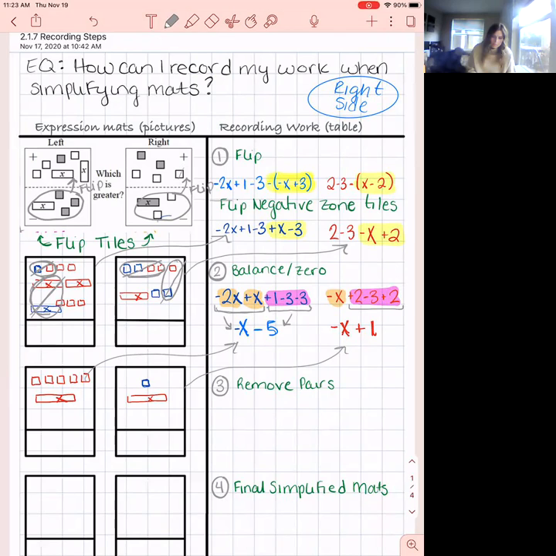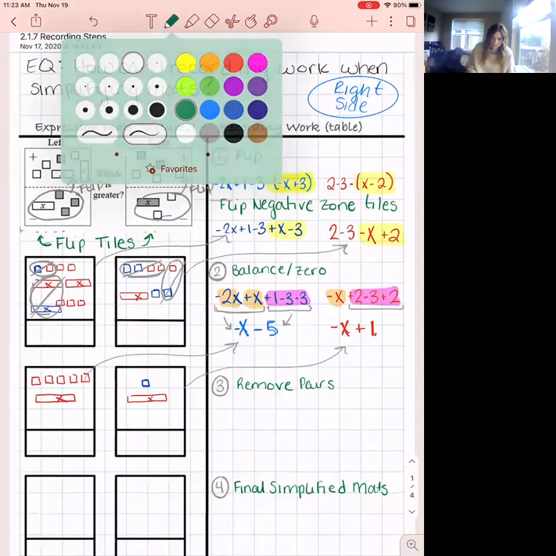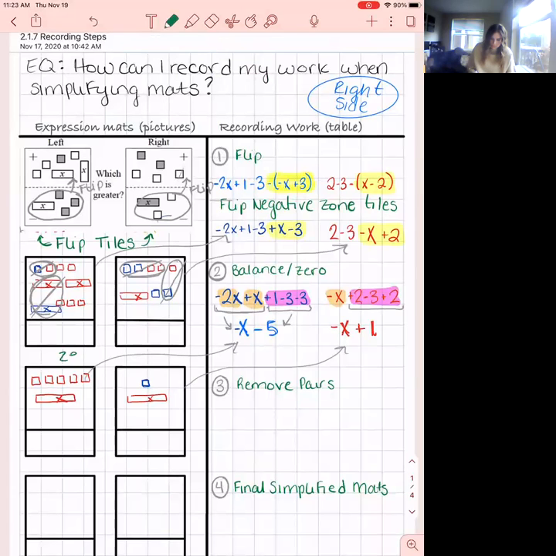All right, next step, removing pairs. Okay, looking at my pictures, the only pairs that I see on both sides is a red X and a red X. I can't get rid of any of the unit tiles because this one's blue and these are red. That's not a perfect match. So I'm going to remove matching pairs, and we should probably name each step. So this was zeros.